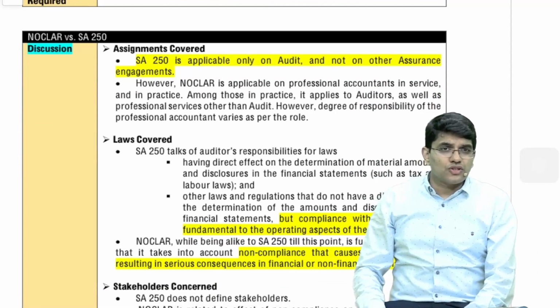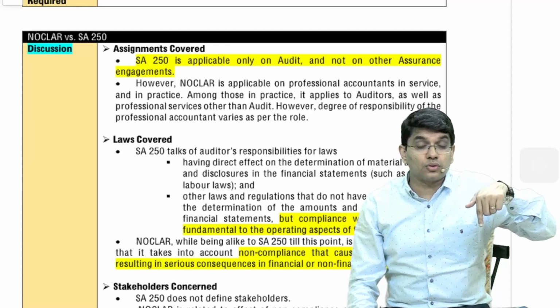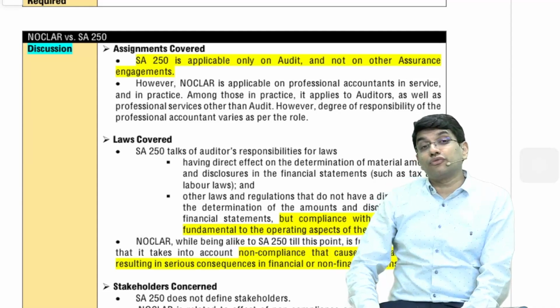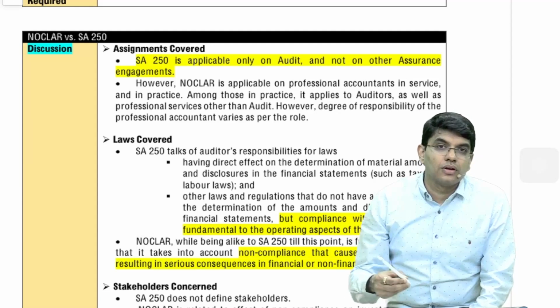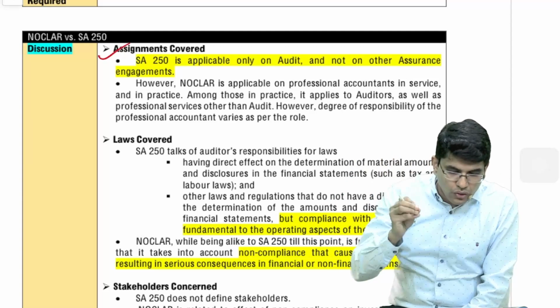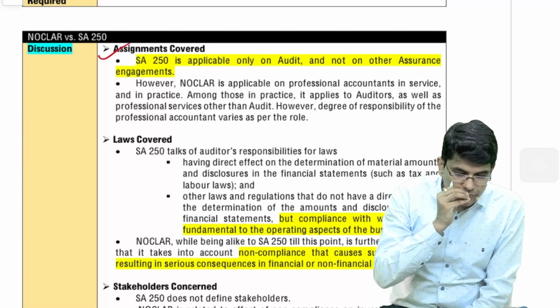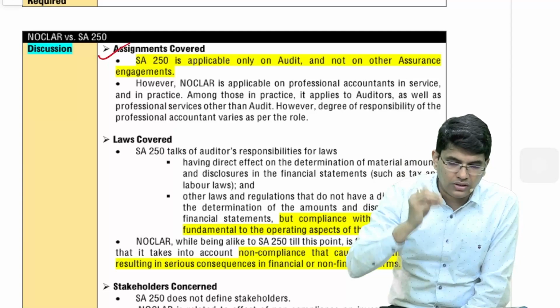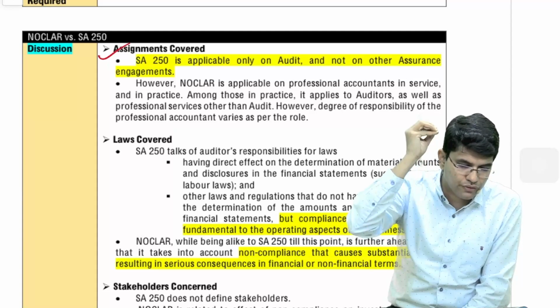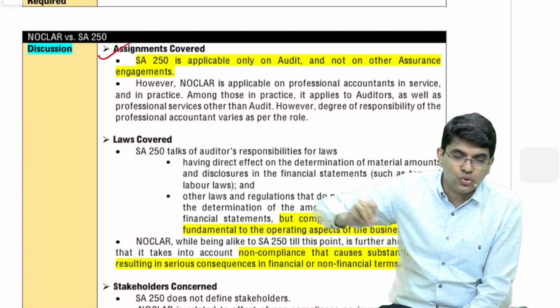Now, how there's a difference between NOCLAR and SA 250, that's a very important question, I feel. This can be targeted in exam. How NOCLAR and SA 250 are different from each other. SA 250 is applicable to the audit of historical information. It is applicable to regular audit assignments. What is the auditor supposed to do with respect to non-compliance when he is performing audit of financial statements? It covers only one assignment.